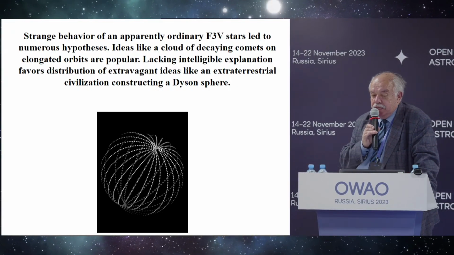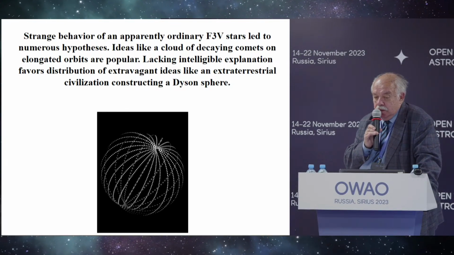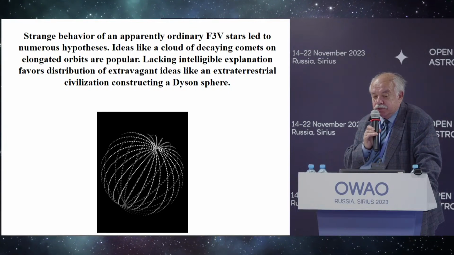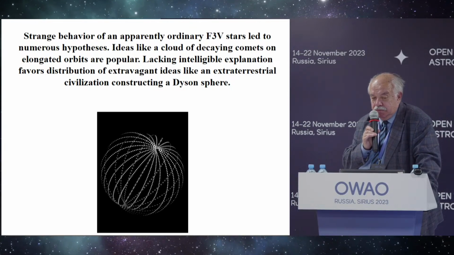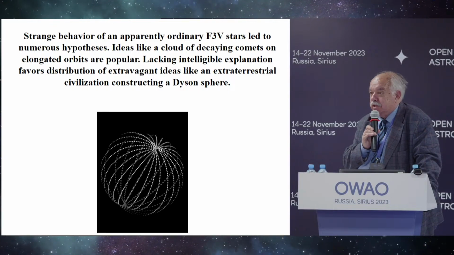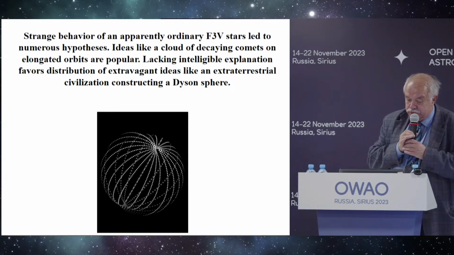And the star is more or less ordinary. It's a main sequence star of the spectral type F3. And what's happening there? There were different and very strange ideas, even like an extraterrestrial civilization constructing a Dyson sphere around the star. Who knows what's there? No one knows, actually.